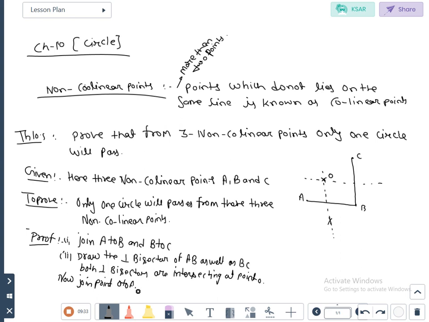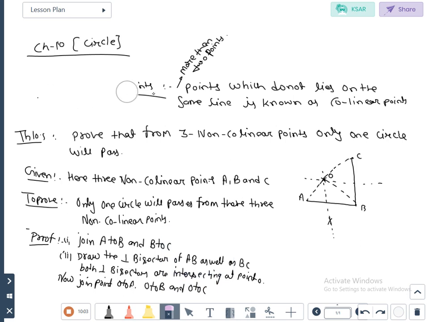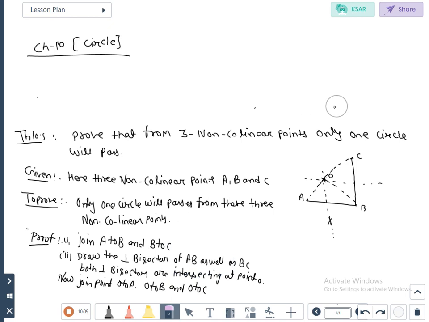Now join point O to A, O to B and O to C. In the next step, we will take O as the center and OA equal to OB equal to OC as the radius.